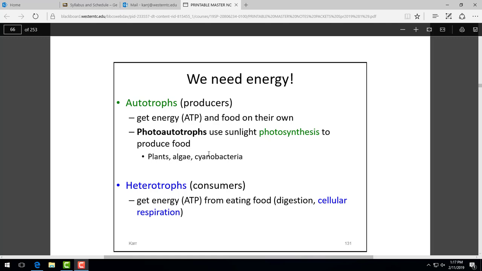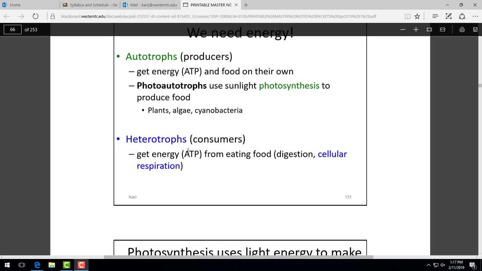And then heterotrophs, we call consumers. So the autotrophs are the producers. They produce the energy and the carbohydrates. And heterotrophs consume that energy, consume those carbohydrates. So we need to get our energy from eating food and cellular respiration, while autotrophs rely on photosynthesis.